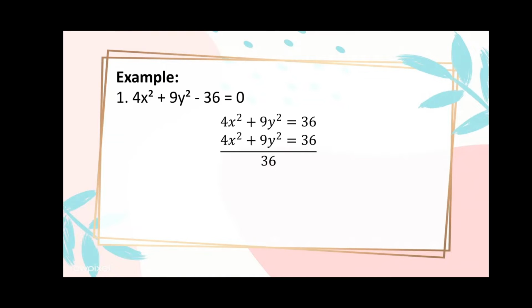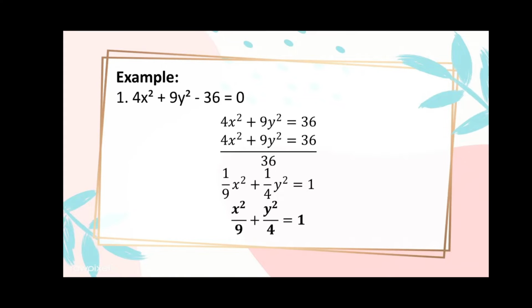Then the second step is for you to divide the whole equation by the constant term. So all over 36. So we have 4x squared divided by 36, we have 1 over 9 x squared. Next is 9y squared divided by 36, we have 1/4 y squared, and of course 36 divided by 36 is simply equal to 1. So we simply need to simplify our equation. So for our final answer, we have x squared over 9 plus y squared over 4 is equal to 1. We now transformed the equation from the general form to the standard form.